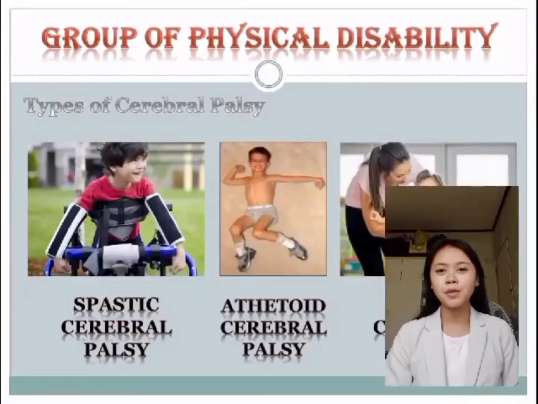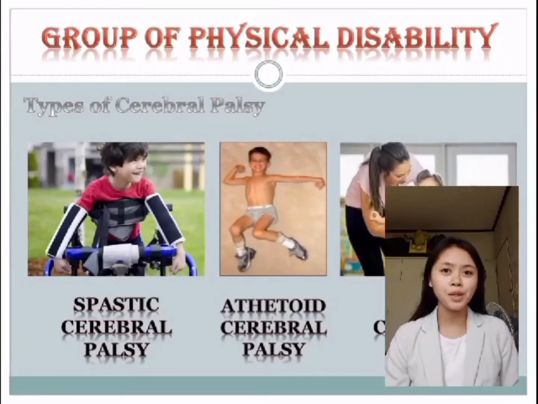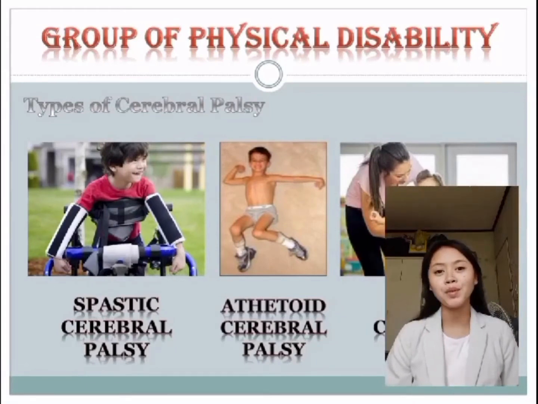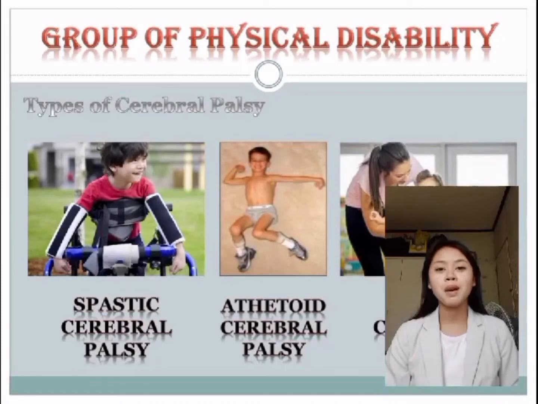There are three types of cerebral palsy. The first one is the spastic cerebral palsy. It is the most common type of cerebral palsy. The muscles of students or people with this condition look stiff and jerky. This condition refers to hypertonia. Hypertonia is the increased muscle tone, which makes the muscles stiff and difficult or even impossible to make movement.